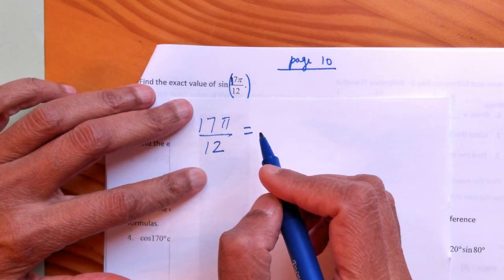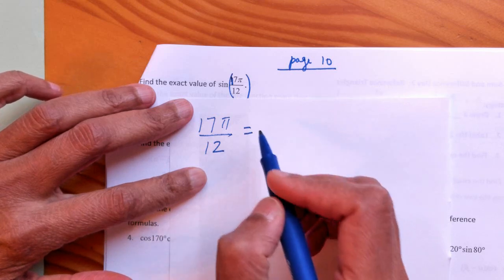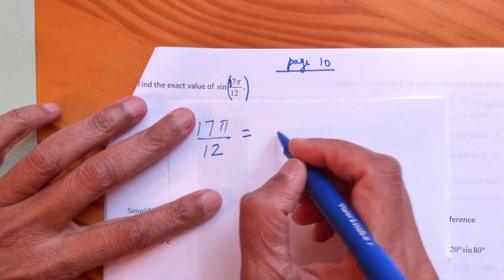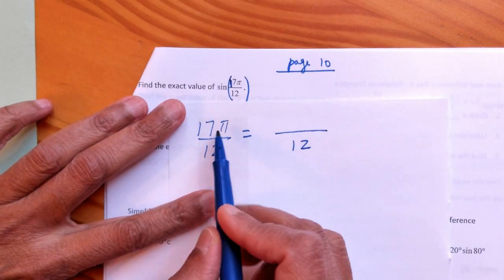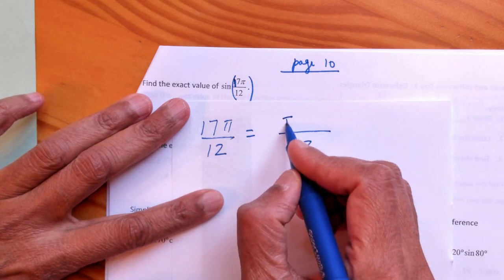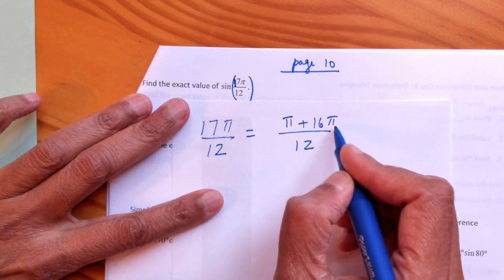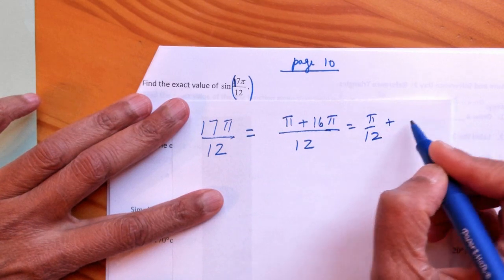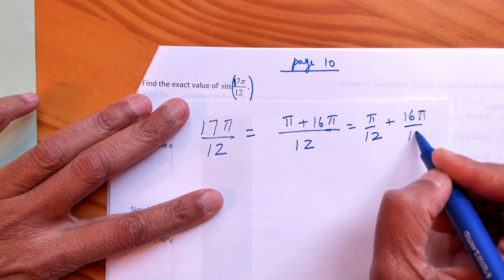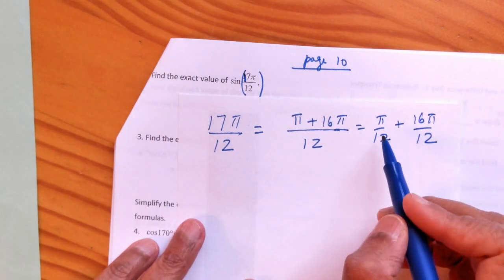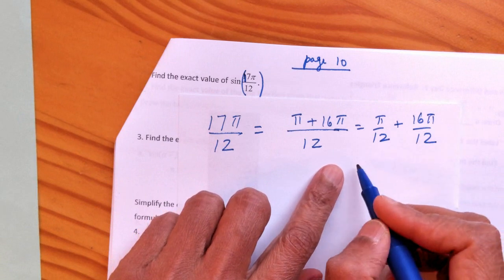So what I tell my students is, we know that when you're splitting a fraction, as long as the denominator stays the same, I can split the numerator into two numbers by adding the two numbers. So for example, I can say pi plus 16 pi gives me 17 pi by 12. This is actually nothing but pi by 12 plus 16 pi by 12. Yes, everybody agrees with me? The problem with this is, and then you simplify it.